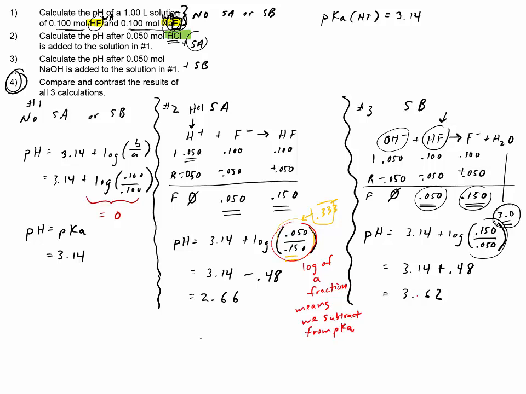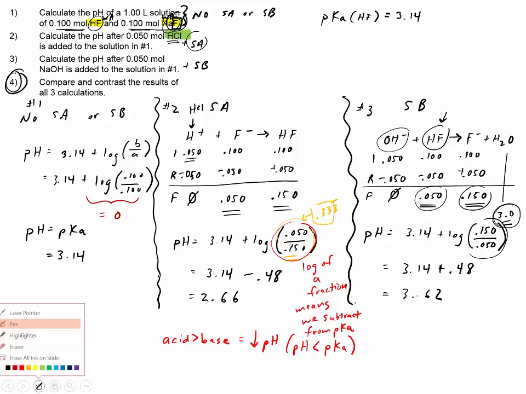In other words, probably a better way to say that is we had more acid than we did base. Okay, if we look at our fraction here, we have more acid than we do base. So what's the result of that? Our pH goes down, which makes sense. It's more acidic, so pH should go down. Okay, and what ends up happening is the pH actually is a little bit less than the pKa because we were subtracting from the pKa.